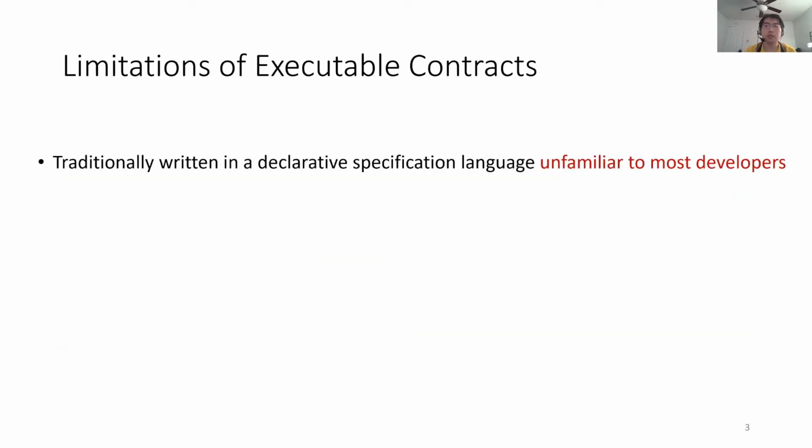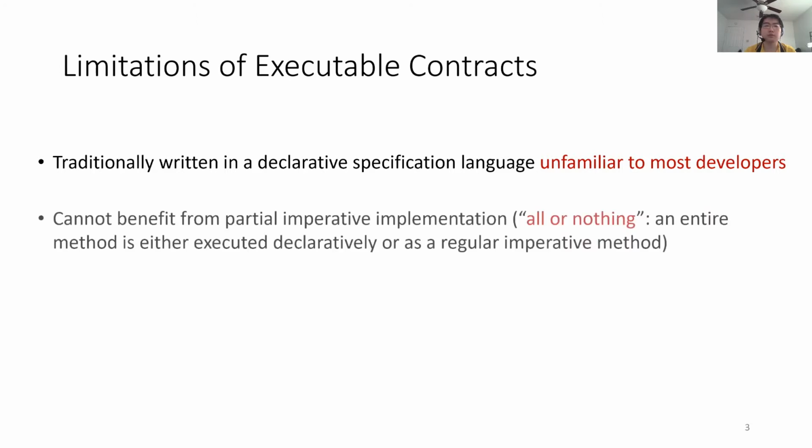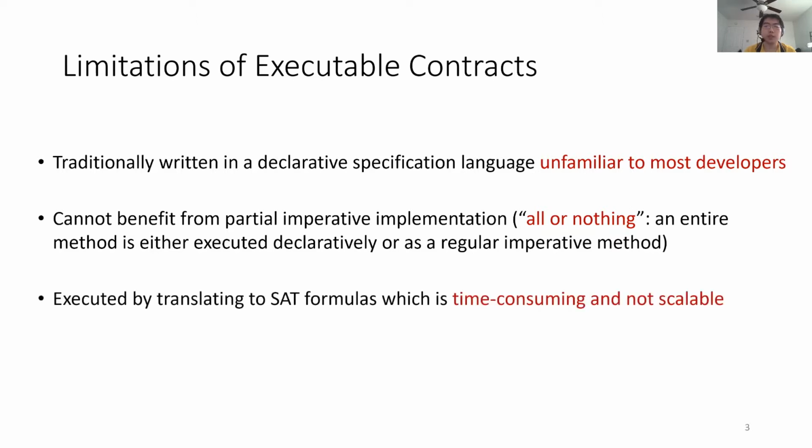However, using executable contracts has some limitations. First, the contracts need to be written in a declarative specification language, which can be quite different from general purpose languages that most developers are used to. Second, they cannot benefit from or be mixed with partial imperative implementation. So basically, an entire method is either executed declaratively as a contract or imperatively as a regular method. And third, the contracts are executed by translating to set formulas, which can be time-consuming and not scalable.